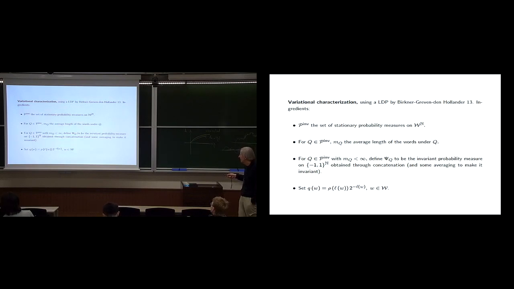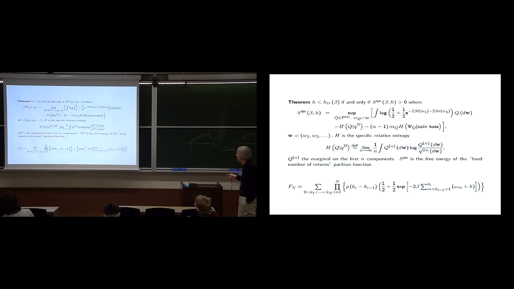Now, I want to get an invariant probability distribution. If you start with an invariant probability distribution here, you don't necessarily get an invariant probability distribution after concatenation, but you can somehow average a little bit and produce one. I'm not going to detail how to do that here. Again, I also have this probability distribution on the set of words, where you choose the length by the distribution of the return times to 0 and coin tossing here. So now the theorem we have is giving really a variational characterization of the critical line.